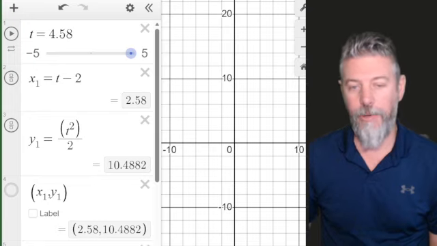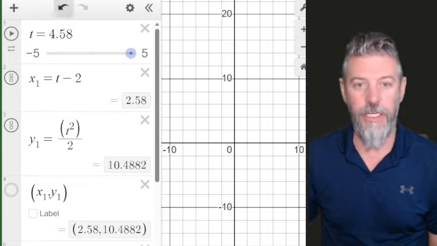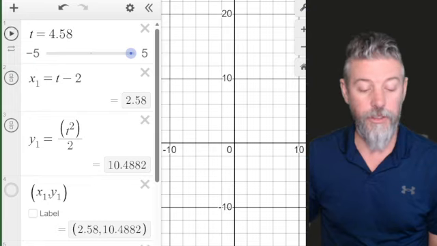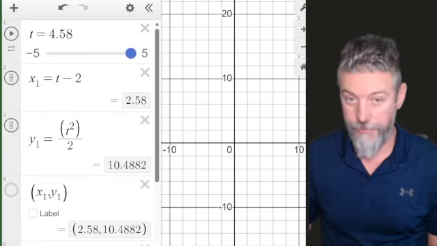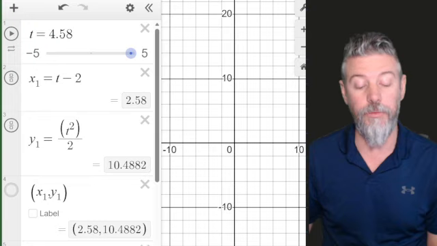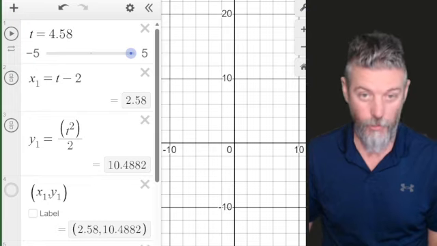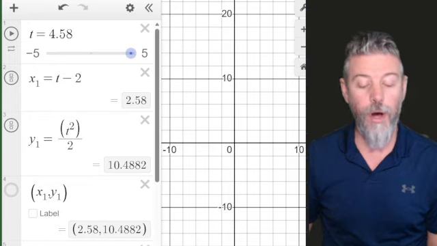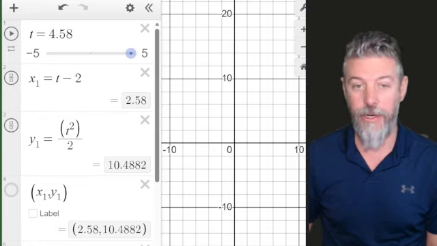So I've created a parameter here that is just t. So the parameter of t goes from -5 to +5. In the next line, I've got the x equation. So the x value is expressed as t minus 2, as it was in the original question. And I've got my y value, which is expressed as t squared over 2.